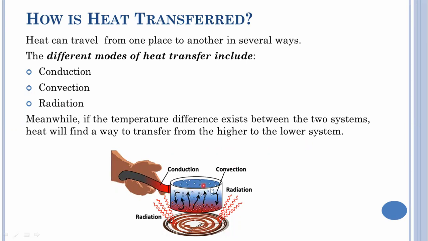So this is an example which shows all three modes of heat transfer. Let's say you have a pan or a pot with water inside, and you are heating it. The handle will also get heated, right? That will be conduction. Then the water inside the pan will get heated up due to convection, and outside the pan there will be an increase in temperature, that will be due to radiation. So these are the different modes of heat transfer we are going to study.